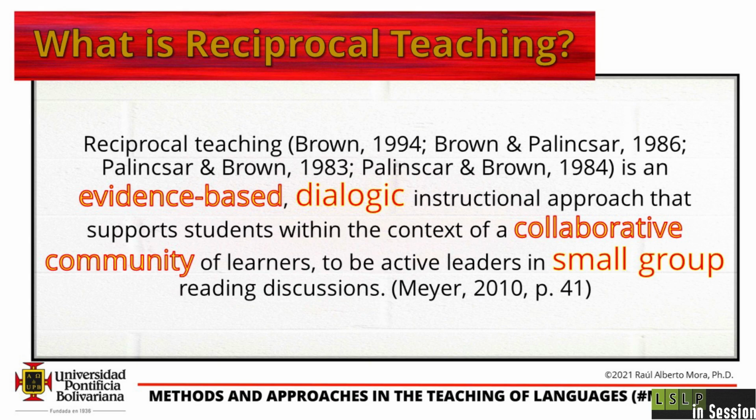And then the idea of small group reading discussion. I cannot have a whole group discussion with 20 people, with 30 people. It's impossible. So that's why we try to maximize the power of the small group: 5 or 6 people, 4 students coming together and engaging in dialogue around the reading, around the text. That's what we do through reciprocal teaching.